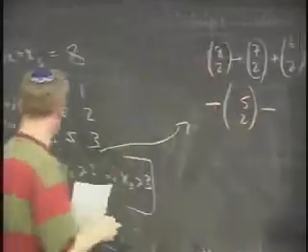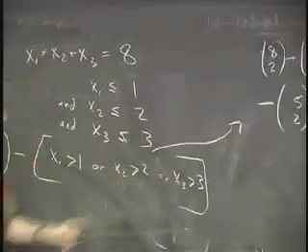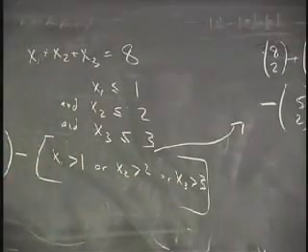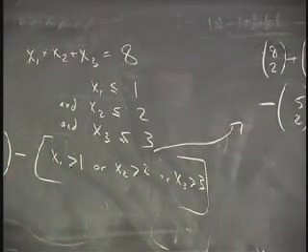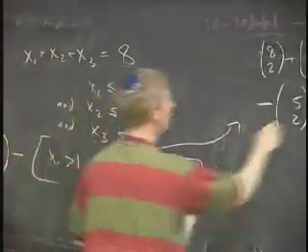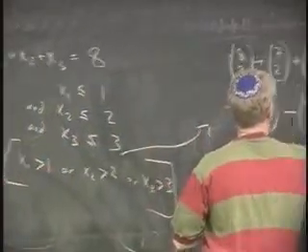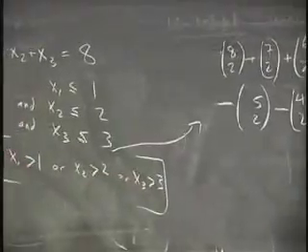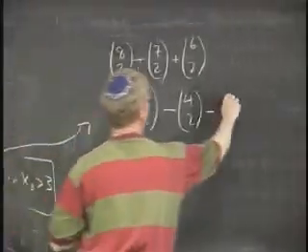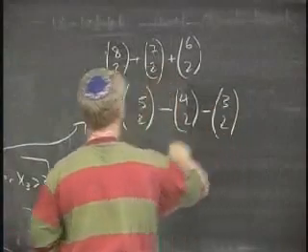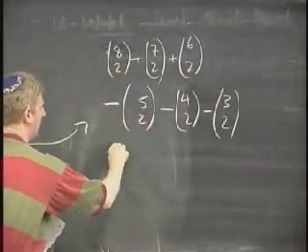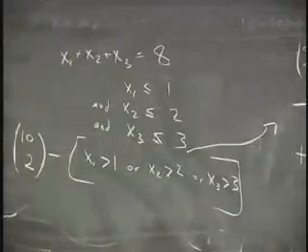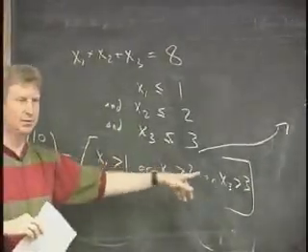What's the next one? x1, x3. 4 choose 2, right? Minus, what's the next one? x2, x3. That's 3 choose 2. Good. You guys are doing this fast in your heads. It's not obvious. And now finally, we have the case where they all have to be.